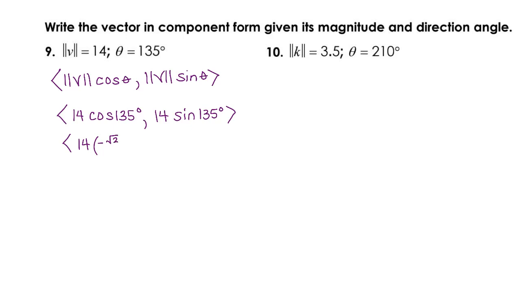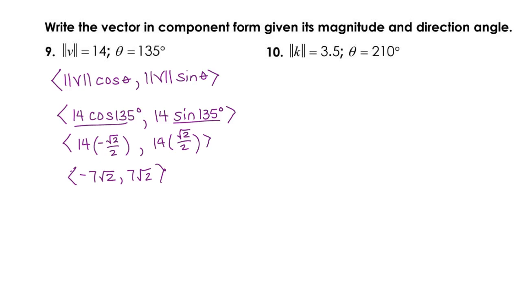And it's going to be negative because of the quadrant. And then 14 times, again, that's going to be positive root 2 over 2 because of the quadrant. And so our final answer here would be negative 7 root 2 and positive 7 root 2. Now you are welcome to put this portion in your calculator if you want to and give the decimal form of that. All right, number 10, same process again.